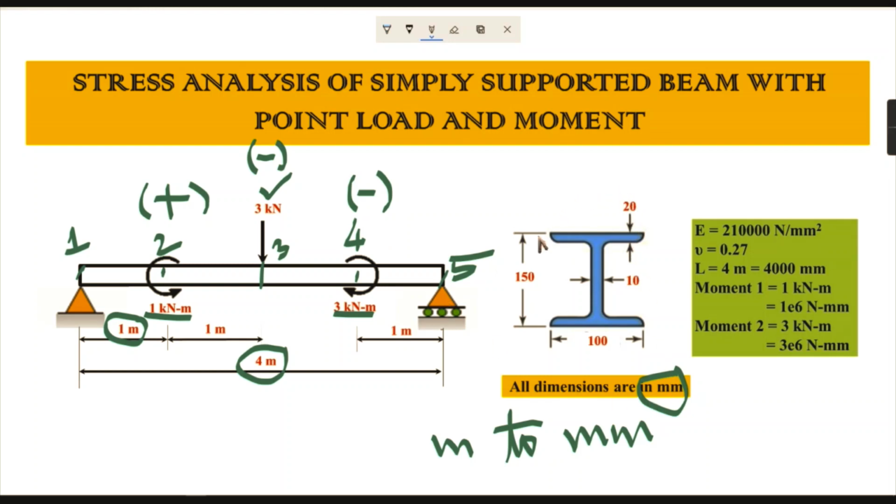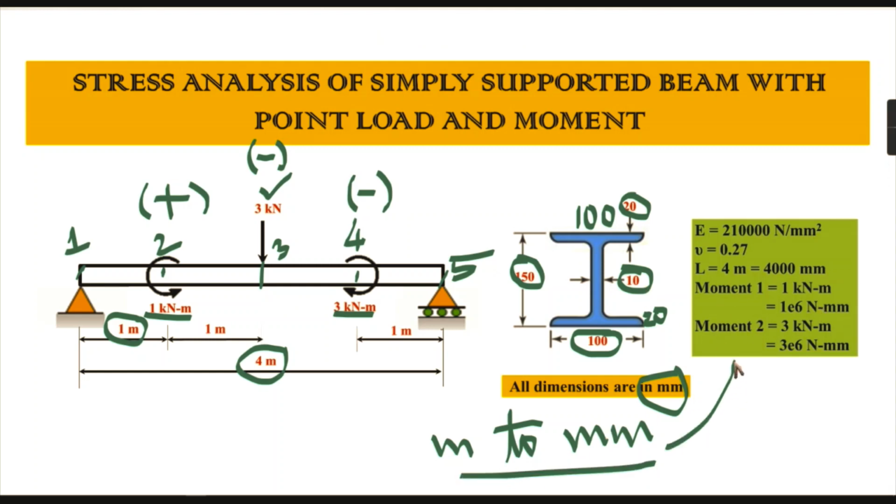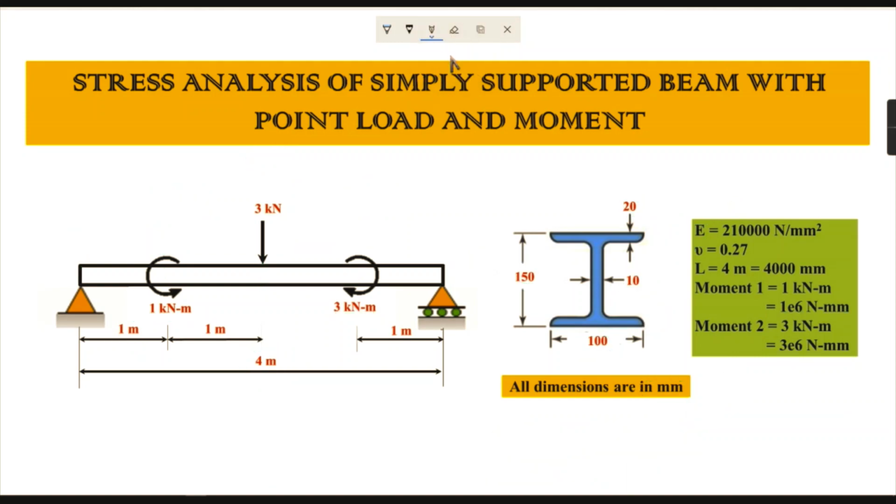The cross section of this beam is an I section. Here the flange width is given as 100, and the top flange is also 100, and the total height of the beam is 150. The flange thickness is 20, here it should also be 20, and the web thickness is 10. The conversion of meter to millimeters should be given for moment 1 and moment 2. That is 1 into 10 to the power of 6 Newton millimeter for moment number 1, and 3 into 10 to the power of 6 Newton millimeter for moment number 2. The extra data are the Young's modulus value and the Poisson's ratio. With the help of these data, we can draw the simply supported beam by using Ansys.